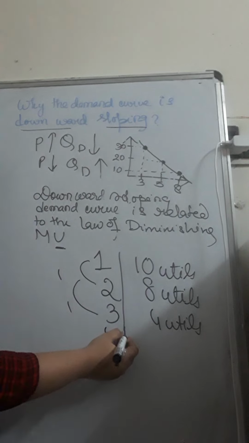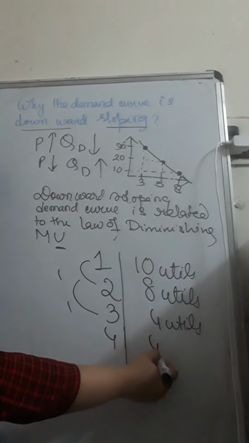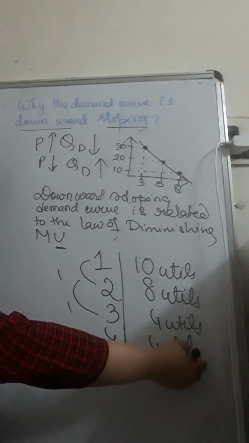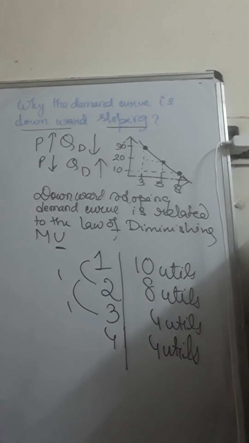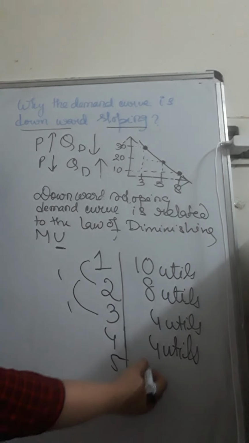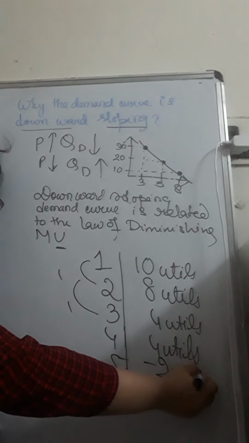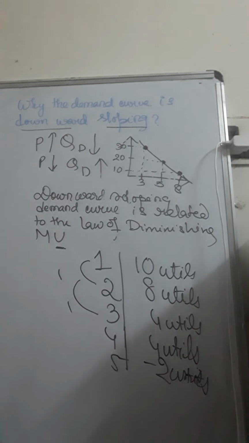And then when I drink the fourth glass, it is giving me 4 units of utility. And fifth glass, I am getting -2 utils of utility. Now what does it mean? It means that every time, see, the glass of water is increased by 1. Every time I am adding by 1.